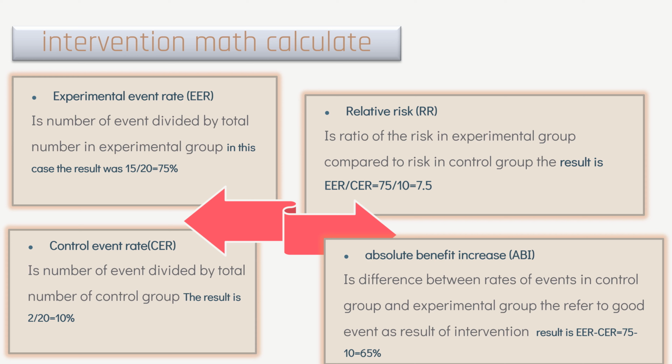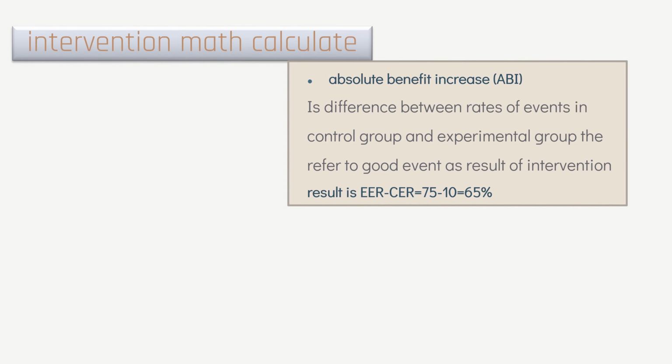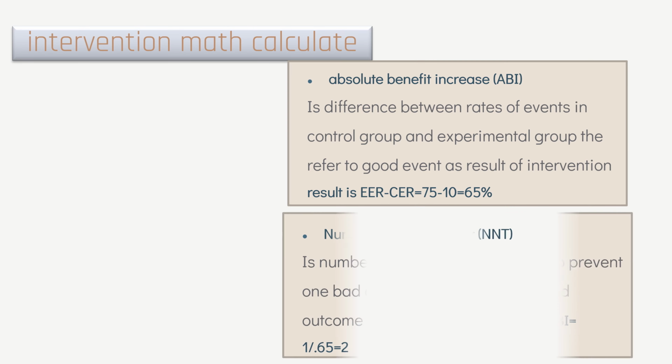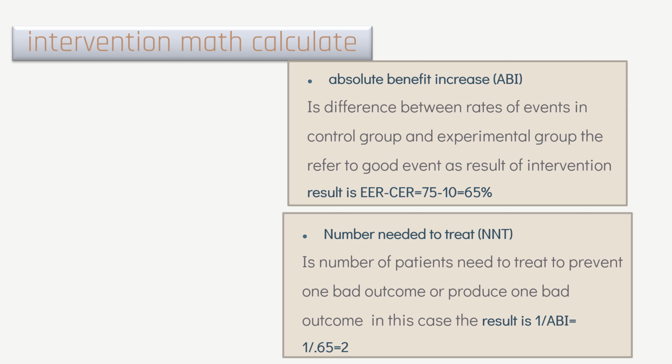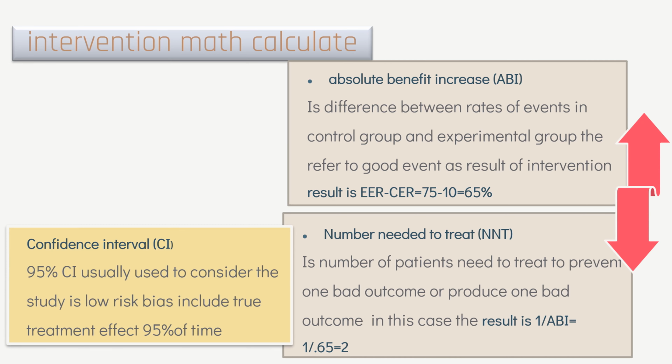Absolute benefit increase is the difference between the rates of events in the control group and experimental group that refer to a good event as a result of the intervention. The result is the experimental event rate minus the control event rate, which equals 65%. After we have calculated the absolute benefit increase, we can calculate the number needed to treat, which is the number of patients who need to be treated to prevent one bad outcome or produce one good outcome. In this case, the result is 1 divided by the absolute benefit increase, which equals 2.